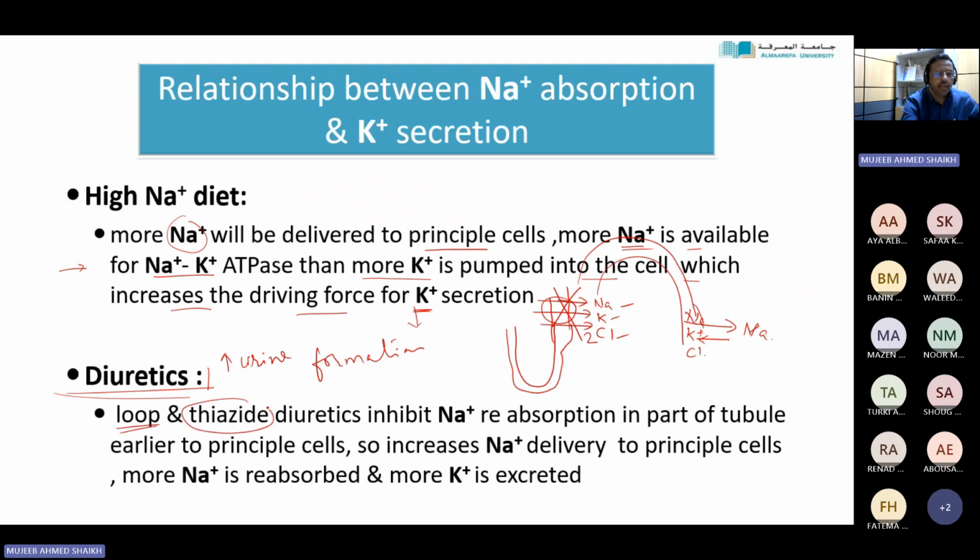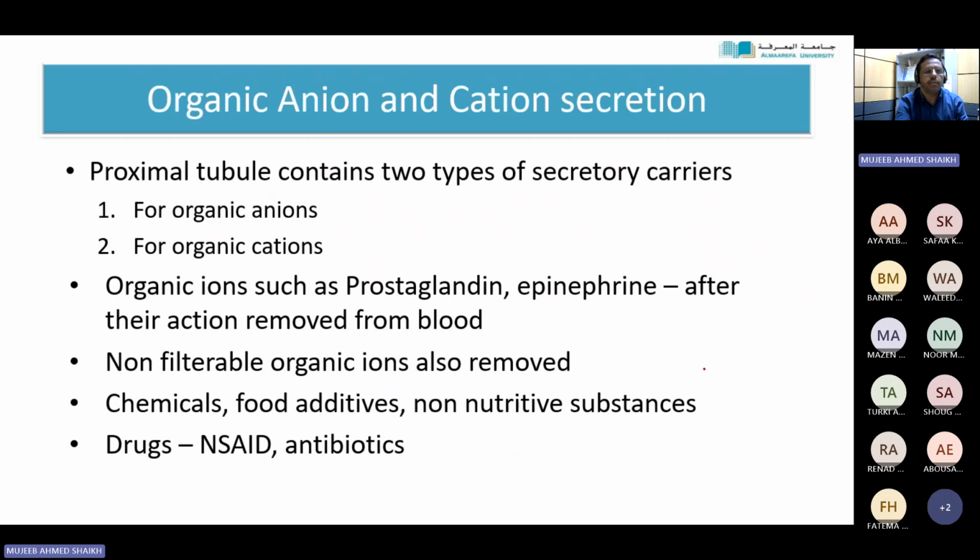Similarly, thiazide diuretics act in the distal convoluted tubule, where they block the sodium channels. Again, this will lead to increased sodium in the distal convoluted tubule, which will lead to absorption of more sodium and, in replacement, excessive secretion of potassium. So there is loss of potassium in the urine, more potassium in the urine. These are the functions of diuretics and how they affect the potassium concentration.